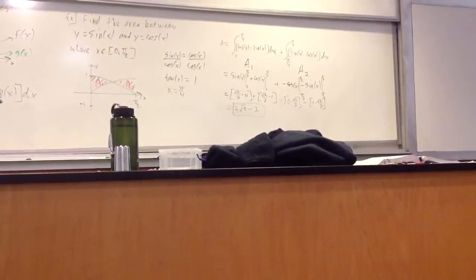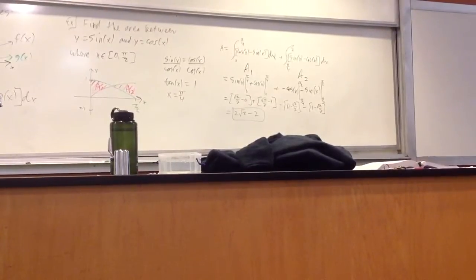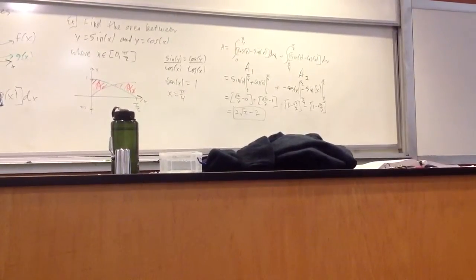Make sure you keep everything straight. Remember, cosine of 0 is 1, not 0. What I did was I multiplied everything by root 2. You don't have to pull it out, you don't have to multiply it.